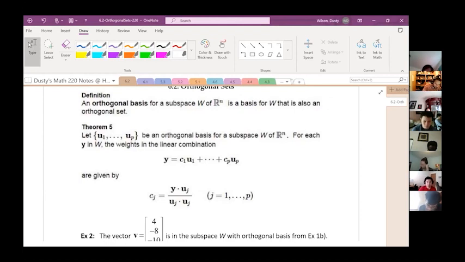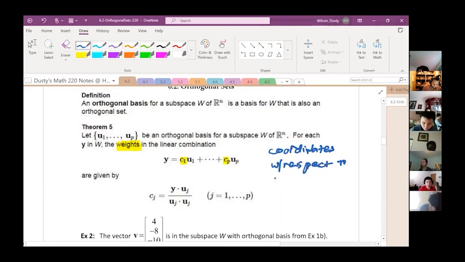Can you give me another name here? We have these C1 to CP, and we call them the weights here. What's another word for weights? Yeah, from Evan. It's similar. It's not quite the same thing because we might not be filling out the whole space, but at least for the subspace, you could think about weights as being the same thing as the coordinates, with respect to the orthogonal set or the orthogonal basis, in this particular case.